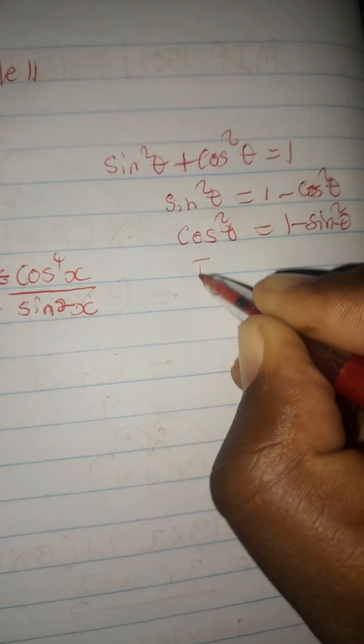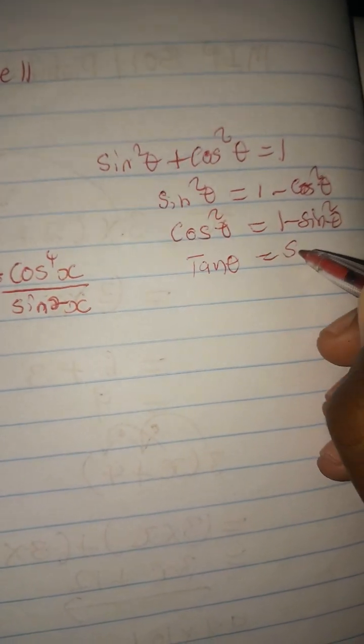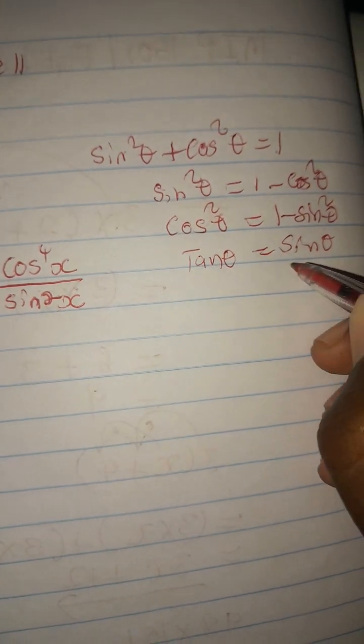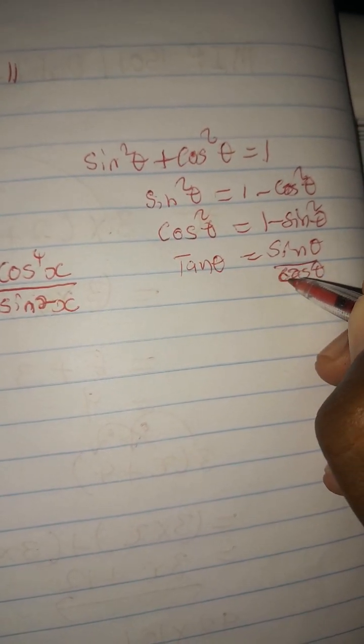Then we have what we call a quotient identity, which is tan theta, which you are always going to change to sine theta all over cos theta. So these are the two most important identities, especially when you're working with proofs in grade 11.